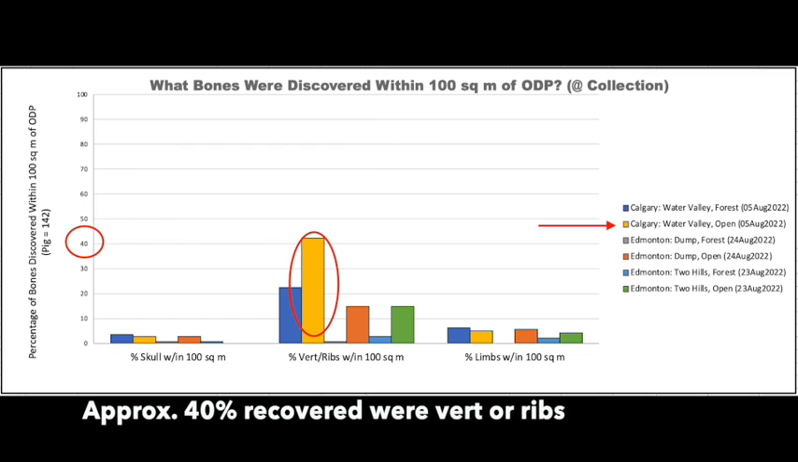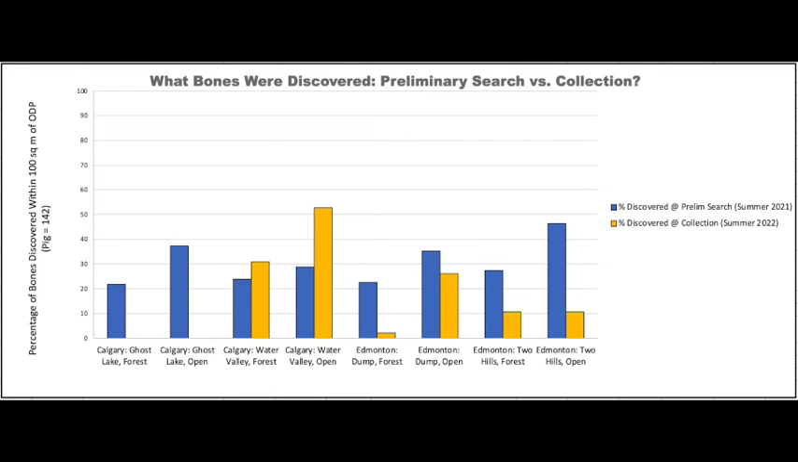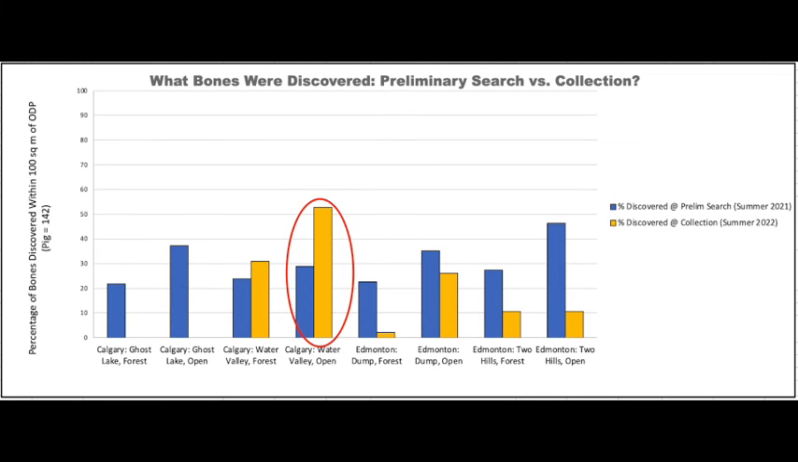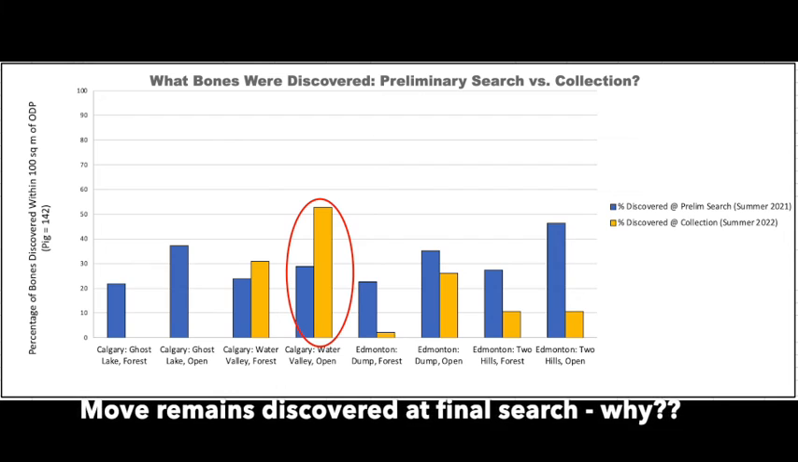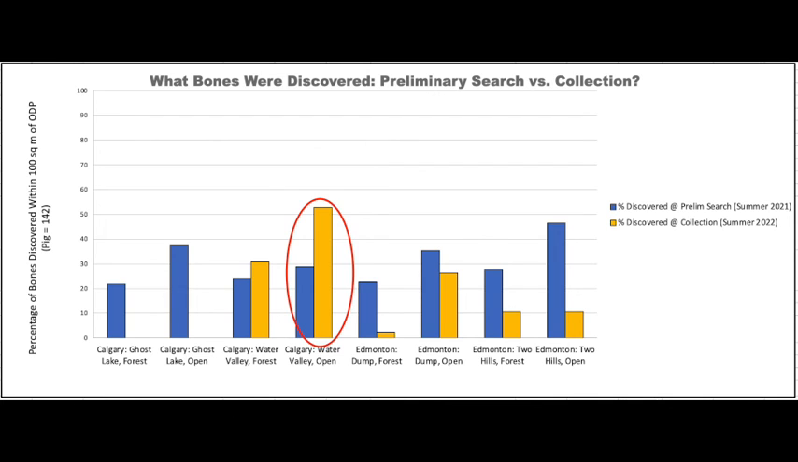I was also curious to see if the amount of remains that we saw at the preliminary search and at the final collection differed. And it did. Between the preliminary search and the final search, there was a difference. At most sites, the number of remains went down, but at the WaterValley site, they went up. Why is that? It's very likely that the number only appears to go up.